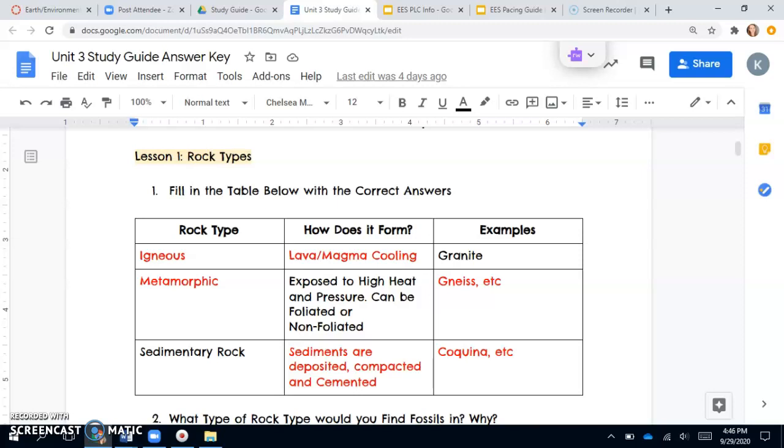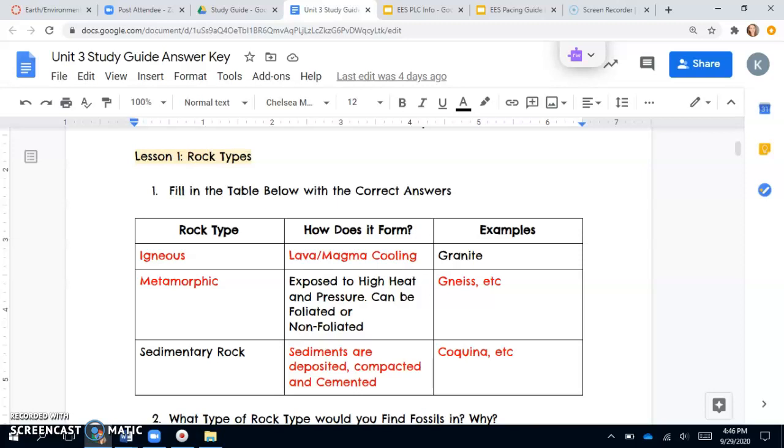So remember, igneous rocks form from the cooling of lava and magma. Remember, lava is on top of the Earth's surface and magma is underneath. And an example of igneous rock could be like granite. Now remember, with our igneous rock, there is a difference between intrusive versus extrusive. If it's intrusive, it cools quickly on the Earth's surface and it typically is smooth. And if it's extrusive, it cools slowly underneath the surface and it forms crystals, which is how we get granite.